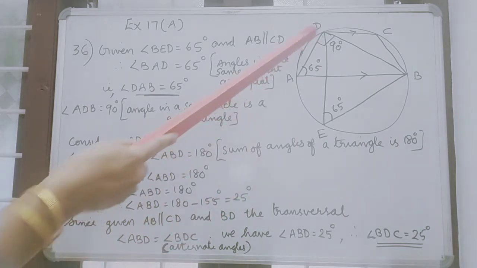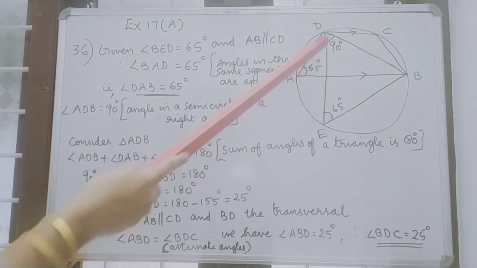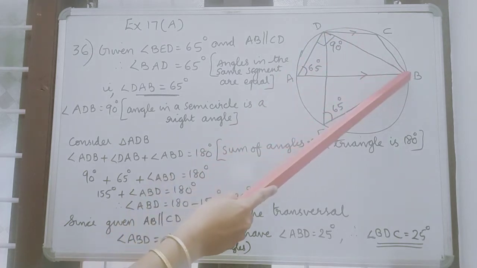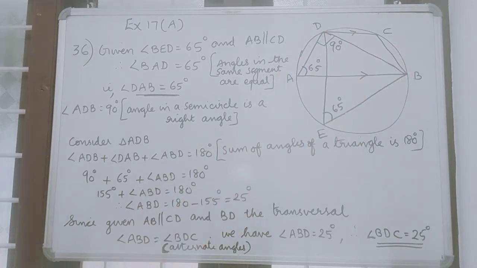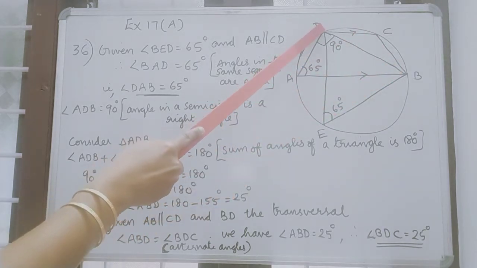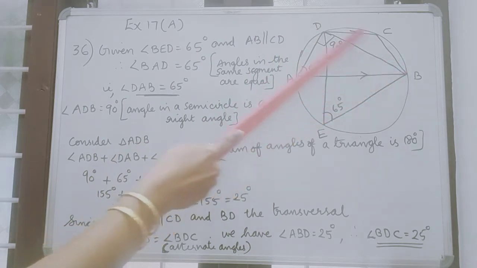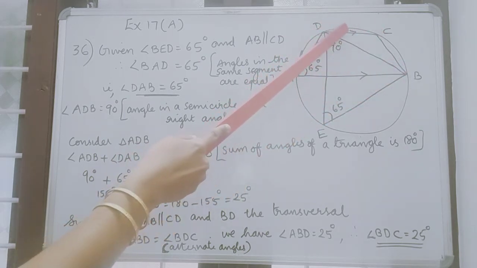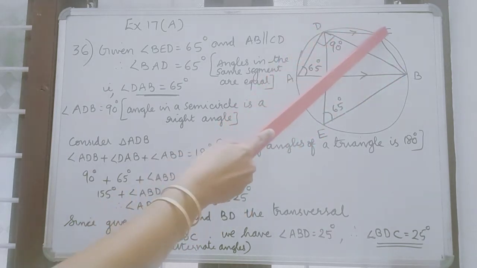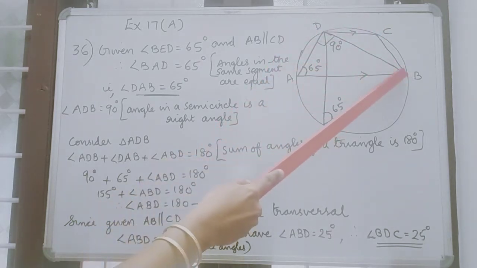Given in the question, AB is parallel to CD. Since AB is parallel to CD and BD is the transversal, which two angles will be the alternate angles? ABD and BDC will be the alternate angles. These two will be the alternate angles, given AB is parallel to CD and BD is the transversal.